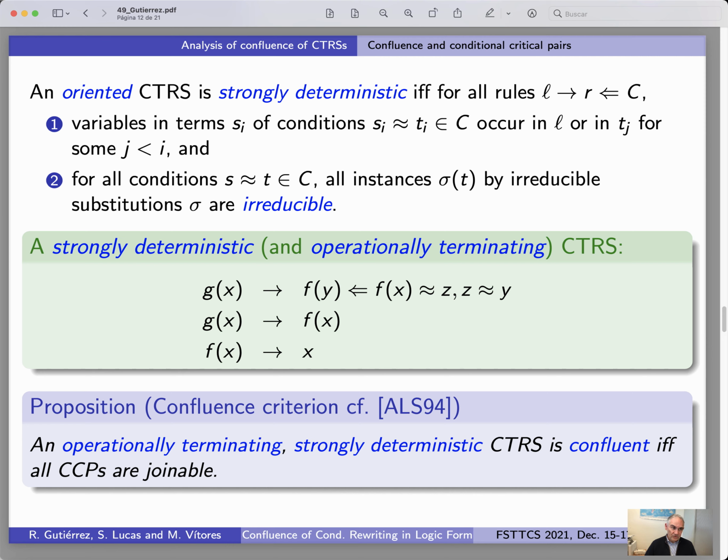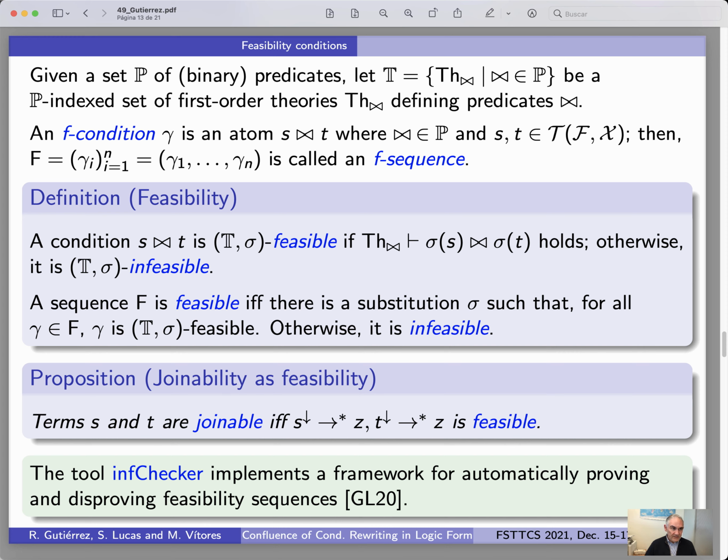For instance, we can characterize joinability of terms S and T as the feasibility of the sequence displayed in the slide. Notice the use of the grounding operator to instantiate variables of terms S and T. This is essential to prevent the instantiation of such variables when solving the feasibility problem, thus leading to potentially wrong conclusions.